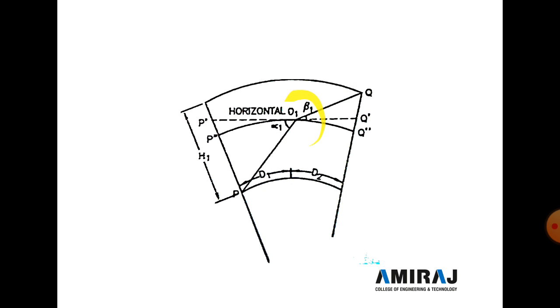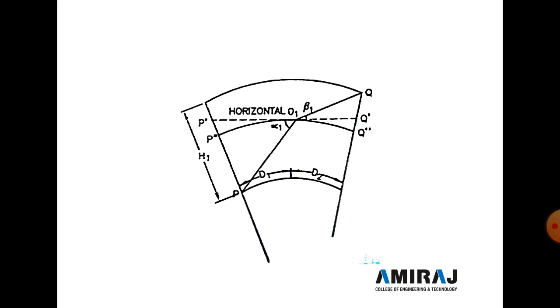The same procedure is done for the Q point. From the O1 point, the midpoint at which the instrument is set up, bisect the Q point and measure the angle beta 1. This angle is measured, and the horizontal distance d2 is measured using the measuring chain or tape. Now determine the difference in height h1 between P and Q.